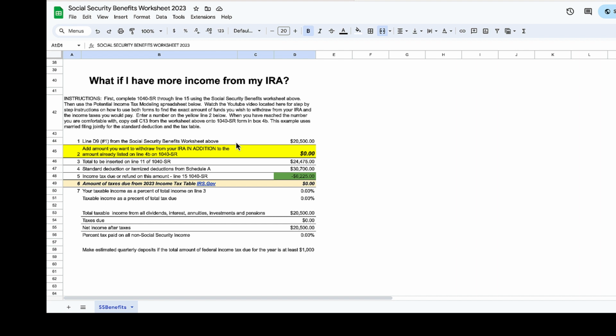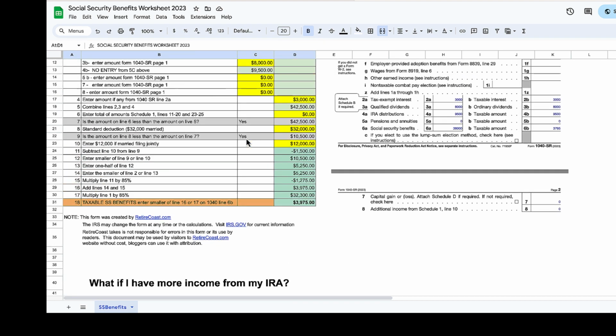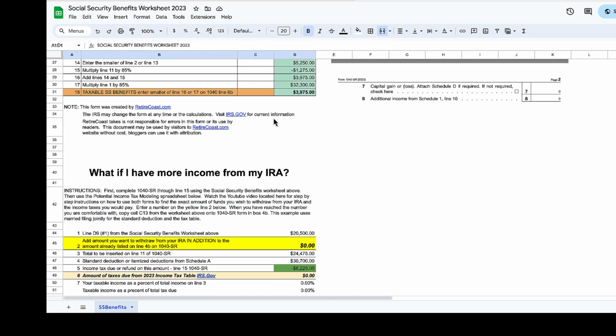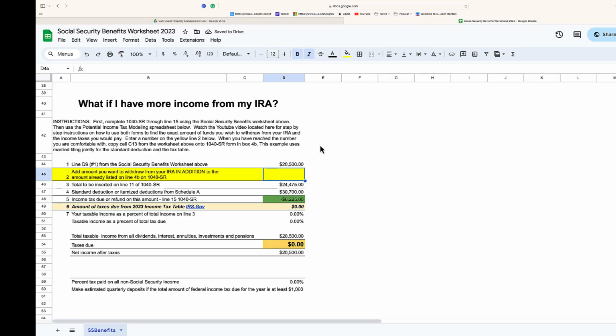What if I have more income from my IRA? So on the line number 1 above, we have $20,000 of income from all of these lines here, basically, okay? And that doesn't include Social Security at this point. It just includes these numbers right here. And so let's go back down again, and that's where our starting point is. Well, now we're down to what if I have more income from my IRA? This is where we're going to do some planning.